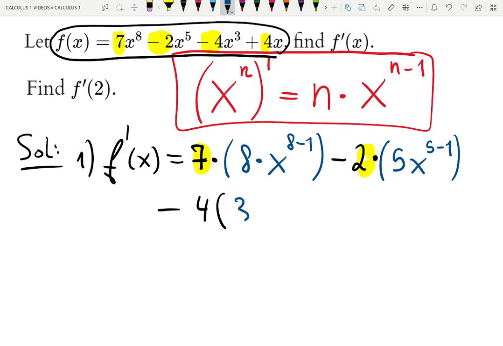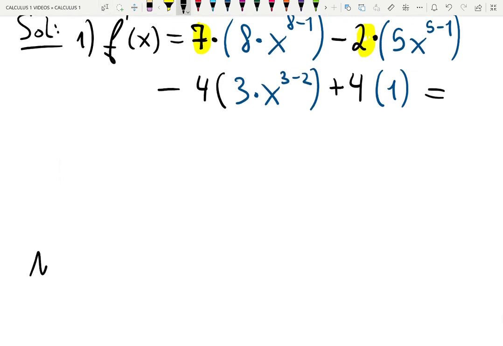X to the cube becomes 3x to the 2, because it's 3 minus 1. What happens to 4x? 4 stays, and then derivative of x is 1. Let me scroll down and make a note for you why. Note. Derivative of x is 1. Either you remember it or how fast the line x changes. It changes with the speed of 1 because differentiation means rate of change.